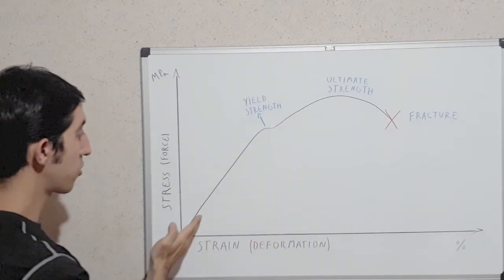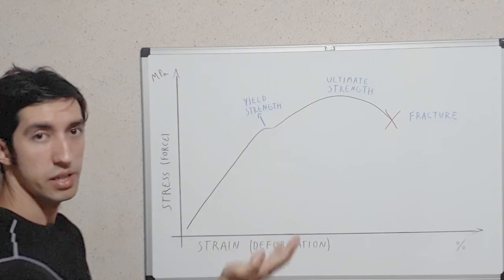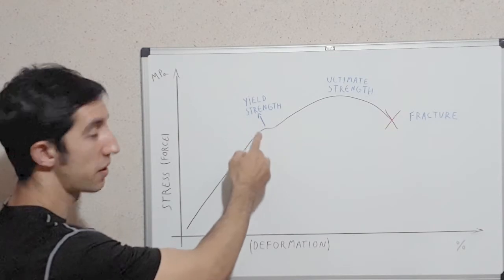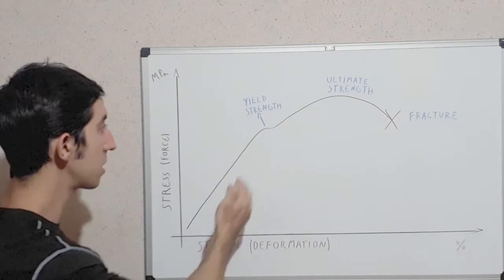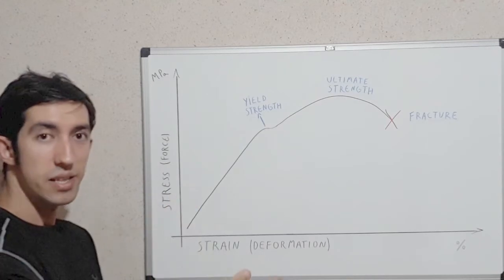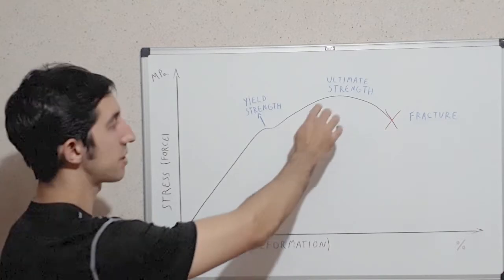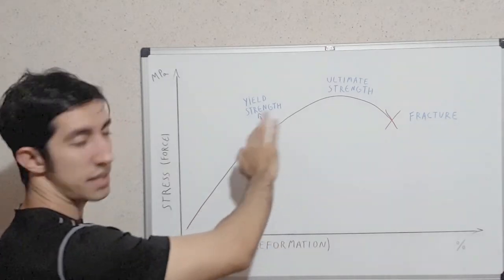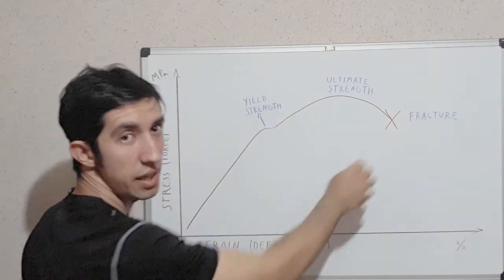This almost straight line is the elastic region, where the material can bend and return to its original shape. Here is the yield strength. It's the point that's the transition between the elastic region and the plastic region. In this plastic region, the material can bend and doesn't return to its original shape. Here, in this top point, is the ultimate strength, which is the maximum force that the material can hold without starting necking and then breaking.